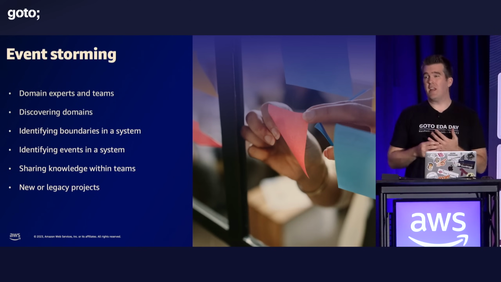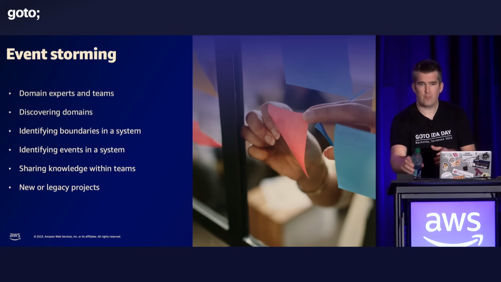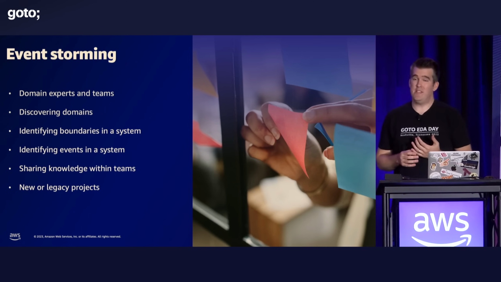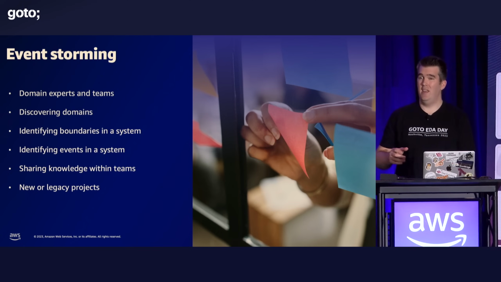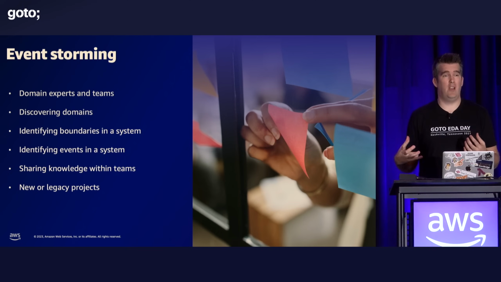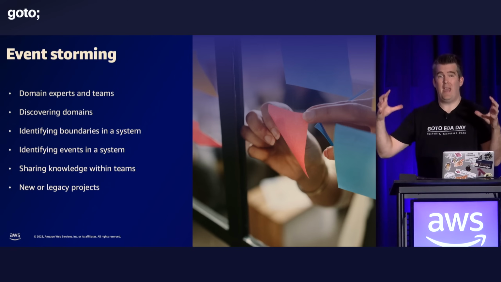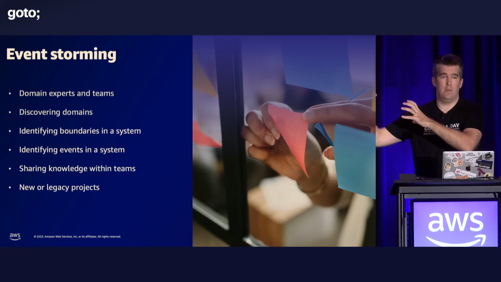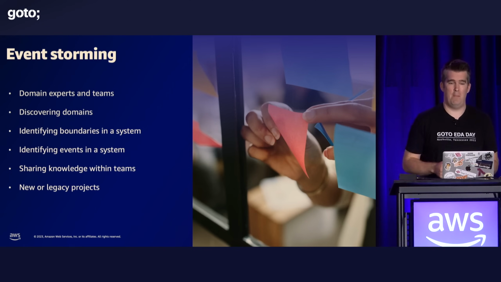And one way I really recommend doing this, has anyone done event storming before here? Got about 4 or 5 hands. So event storming is a fantastic way to facilitate this. What we can do is get people in a room, get some Post-it notes, and model out the event system, the aggregates, the domains of our system. You could do this with a greenfield, you can do this with a legacy application, doesn't really matter.